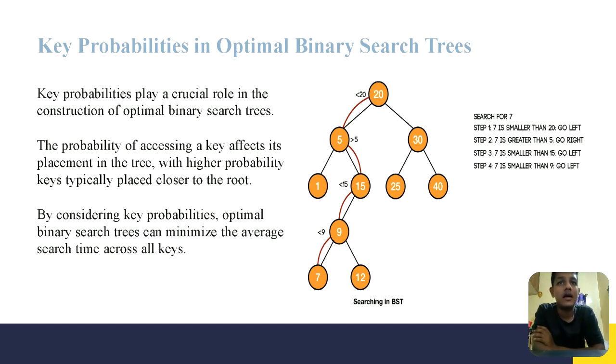The probability of accessing a key affects the structure of optimal binary search trees. By considering key probabilities, optimal binary search trees can minimize the average search time across all the keys. This is how key probabilities help minimize the average search time.